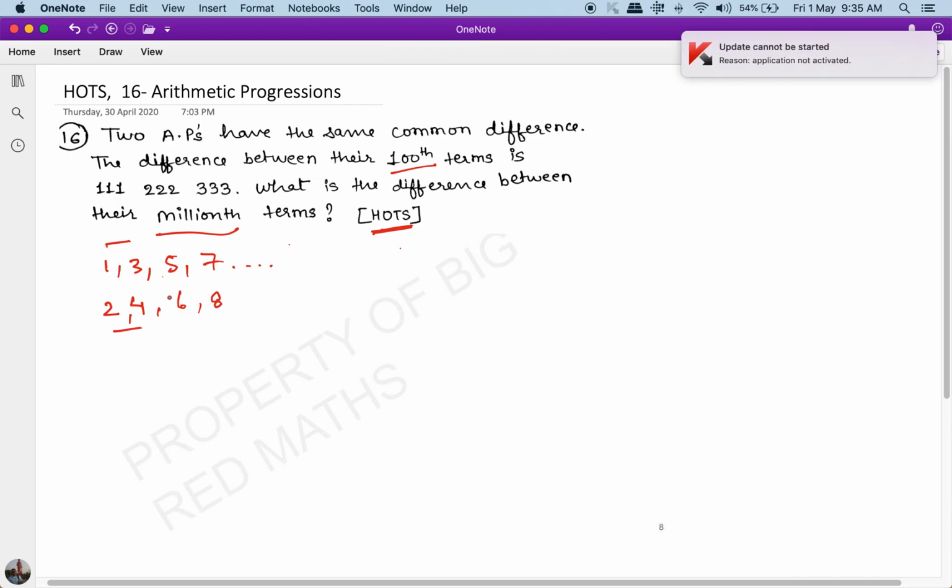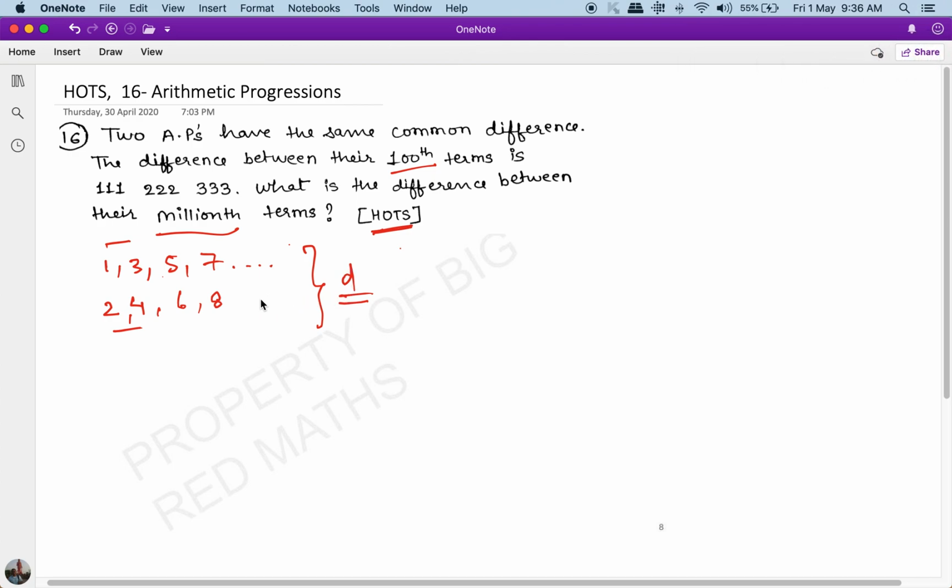Now if the common difference of two APs is the same, which is D, then the difference between any of their terms will be the same. So if you subtract the first terms, it is 2 minus 1, it is 1. Subtract the second terms, which is 4 minus 3 equal to 1. Subtract any term, the difference is going to be a constant, which is going to be 1 in this.